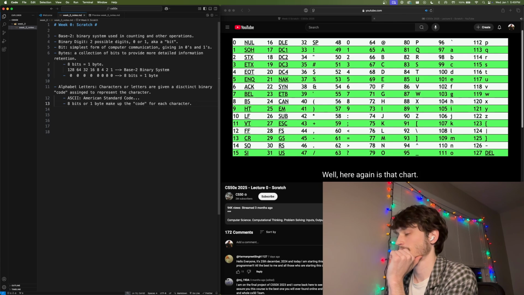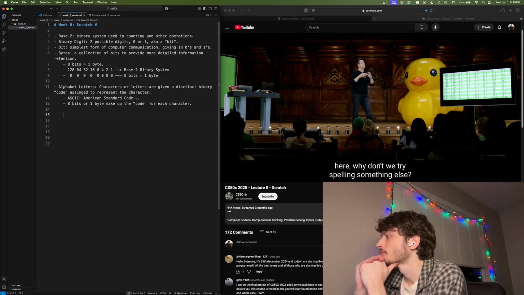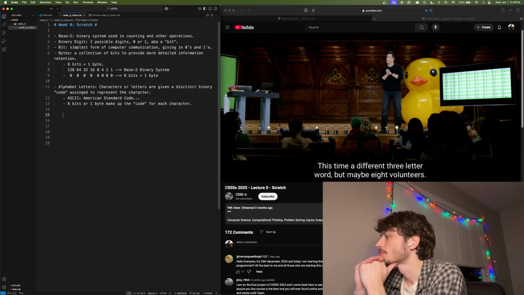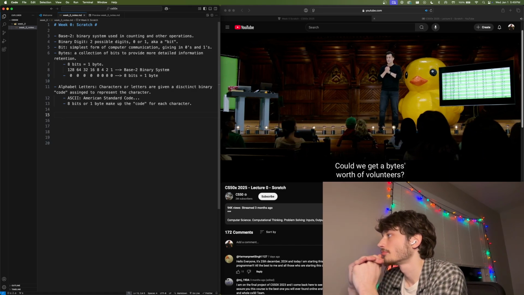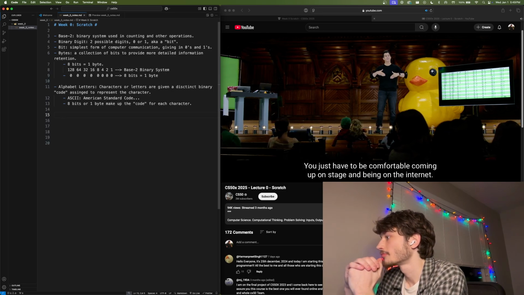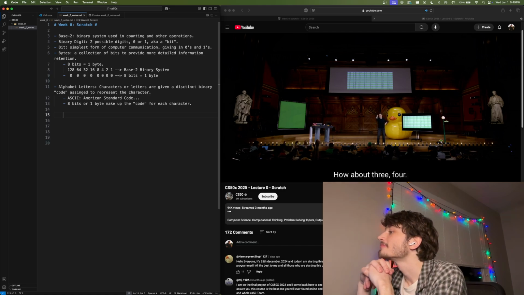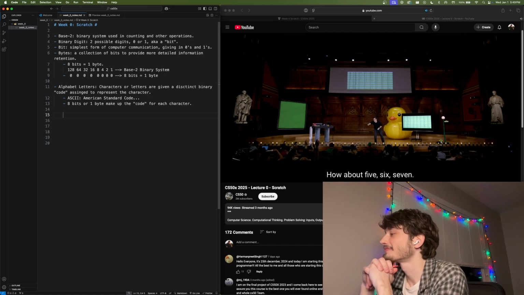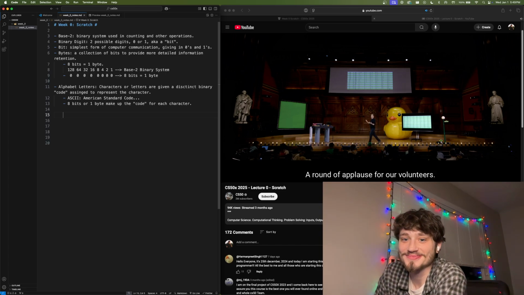Well, here again is that chart, and maybe just to vary things, maybe take a little pressure off of me here, why don't we try spelling something else, this time a different 3-letter word, but with maybe 8 volunteers. Could we get a byte's worth of volunteers, and I can sweeten the deal with some stress balls in exchange? You just have to be comfortable coming up on stage and being on the internet. So yes, 1, 2, how about 3, 4, how about 5, 6, 7, and 8? Come on up. A round of applause for our volunteers.